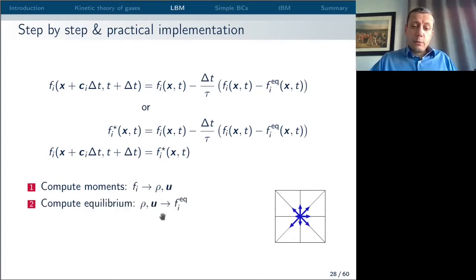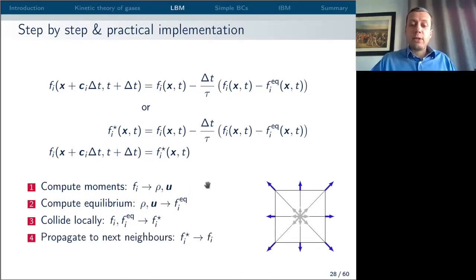Then you compute the equilibrium distribution function, which is just a function of rho and u, and the velocity of component i. Then you collide locally. Once you know f_i and f_i equilibrium, if you look at this equation here, you can work out what the post-collision distribution is, and you will see that your populations have redistributed in velocity space, but they have not moved yet in space. And then you can propagate to the next neighbors.